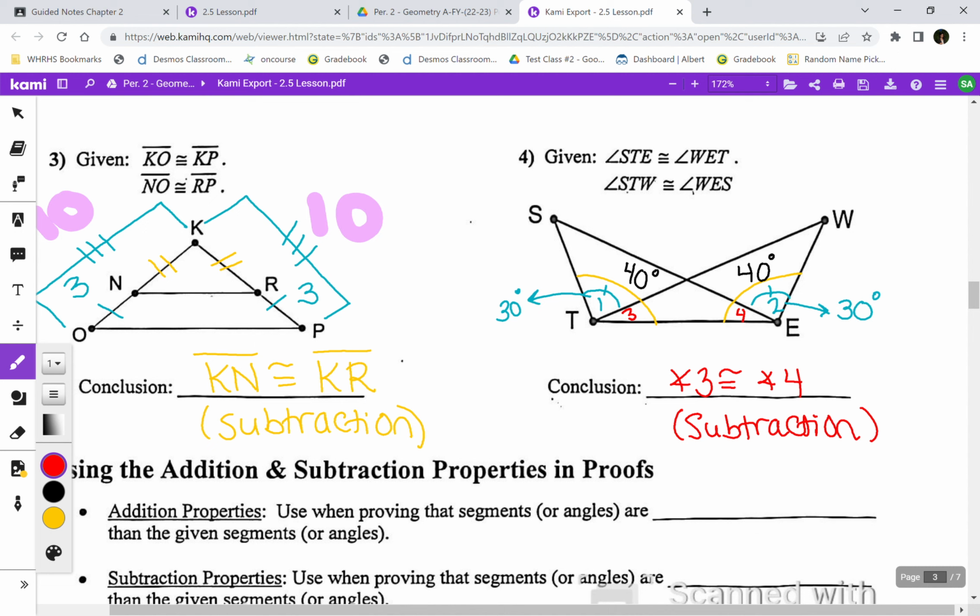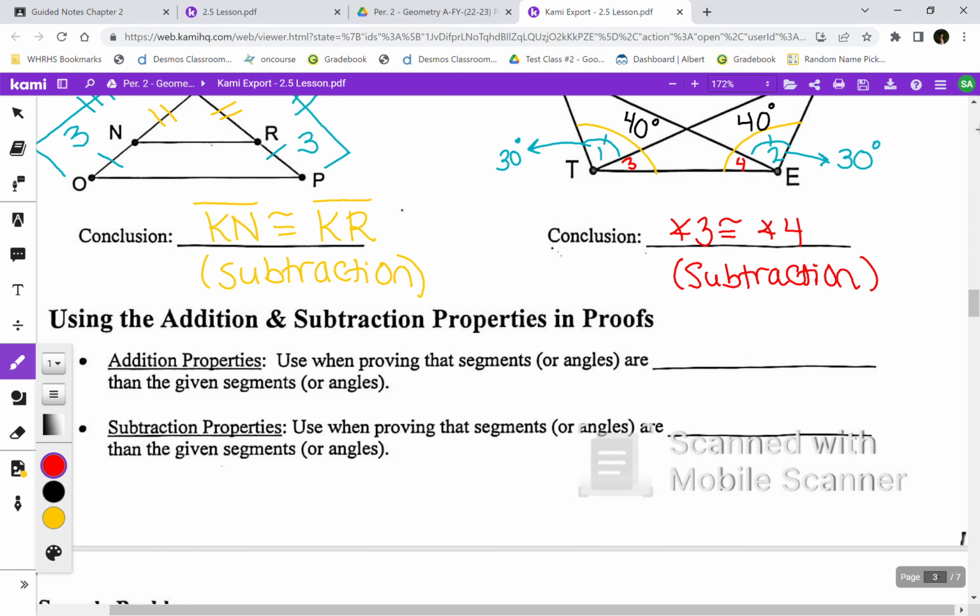All right, generally when you're adding, let's just stay with whole numbers. Let's not bring integers into this. Generally when you're adding, do you get bigger or smaller? Bigger. So we're going to use the addition property when what we're proving is bigger than what we were given. So use when proving that segments or angles are bigger than the given segments or angles.